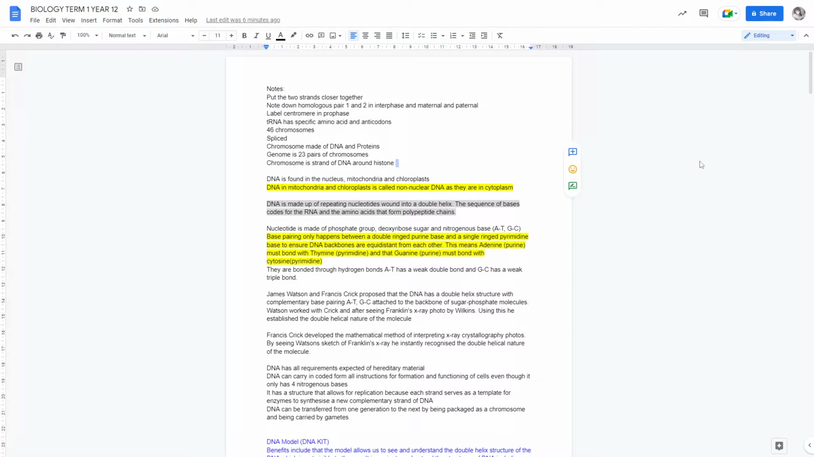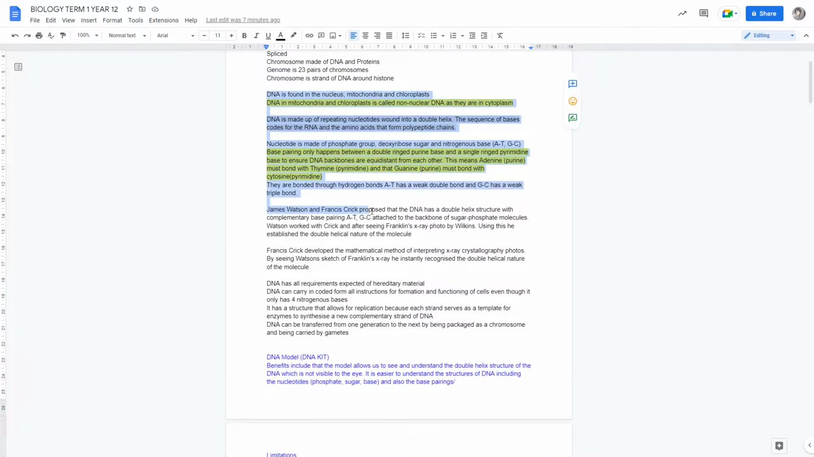Today we'll be talking about DNA and the general knowledge required for the year 12, term 1 biology exam for the end of 2022, beginning of 2023. These are some notes about what we need to know for all of term 1 for biology, but right now we're just going to be looking at the general DNA information that we need.